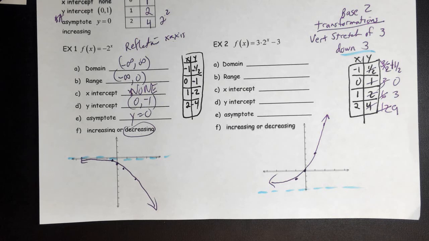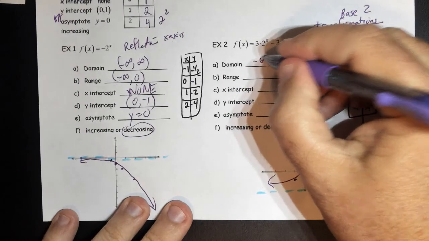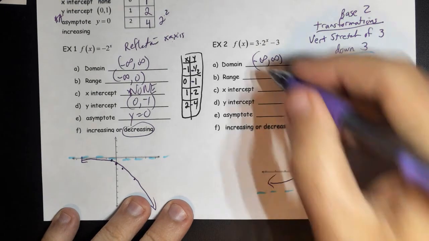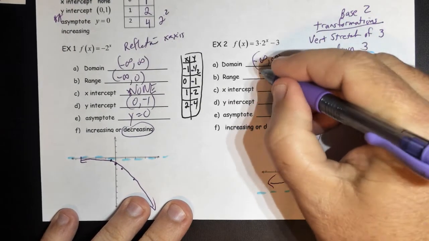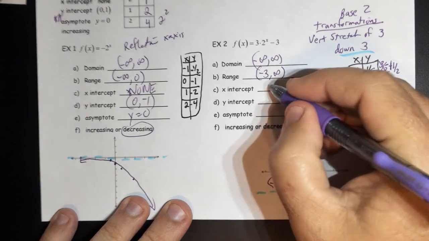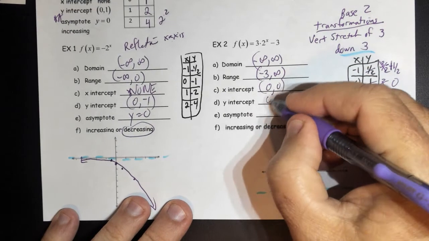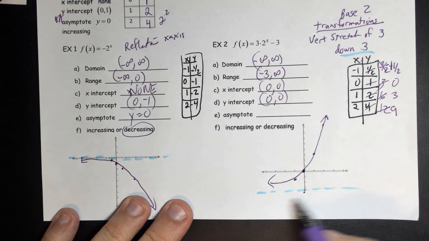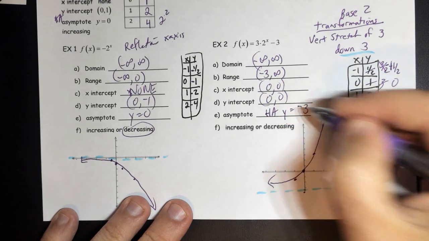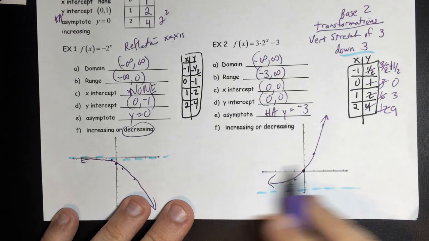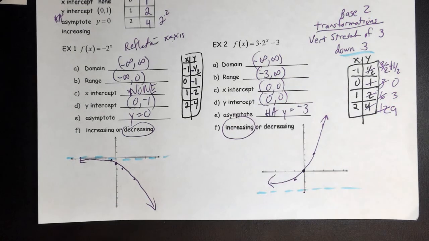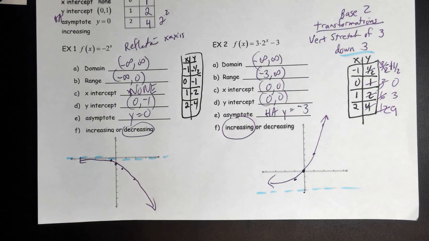So, domain, notice, is always all the numbers for these. Range, asymptote up, so negative 3 to infinity, not including negative 3. X-intercept. Well, there's an x-intercept, 0, 0. Y-intercept, 0, 0. Horizontal asymptote, we said, is y is equal to negative 3. And is it increasing or decreasing left to right? It is increasing. So, sorry, it went about a minute long on that video, but I think we got it all in.